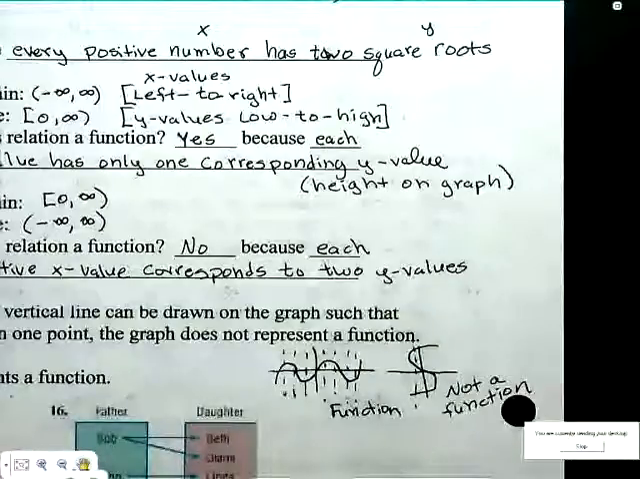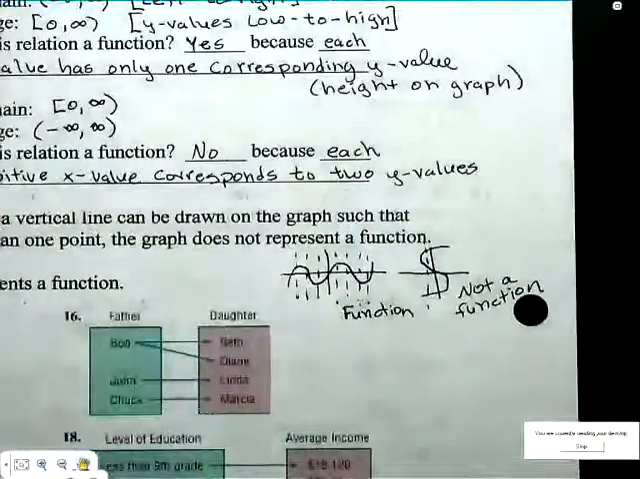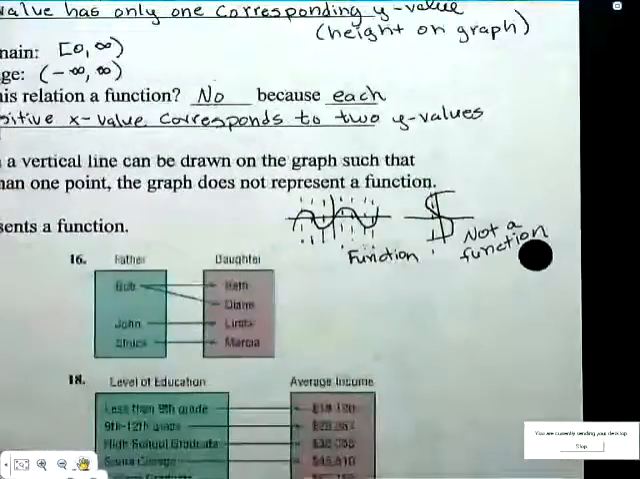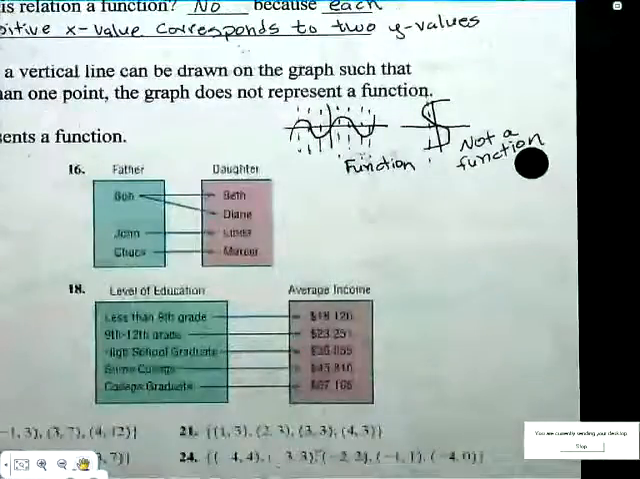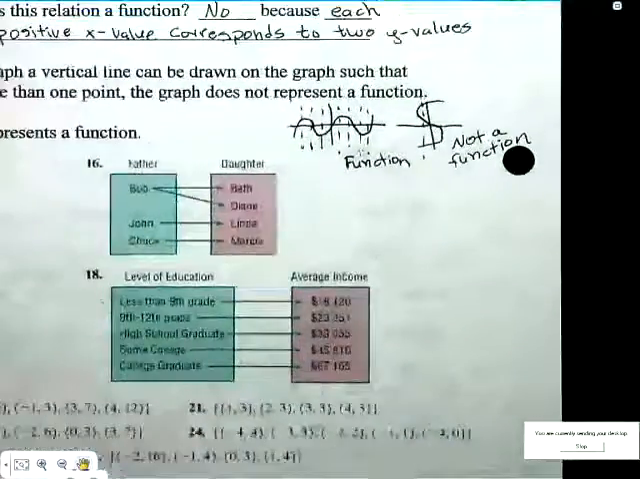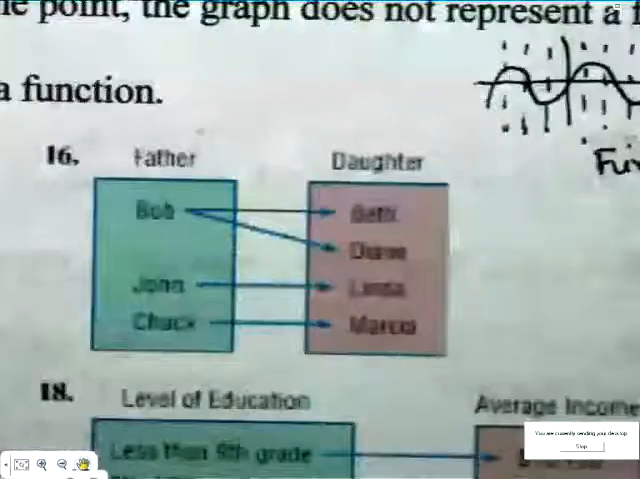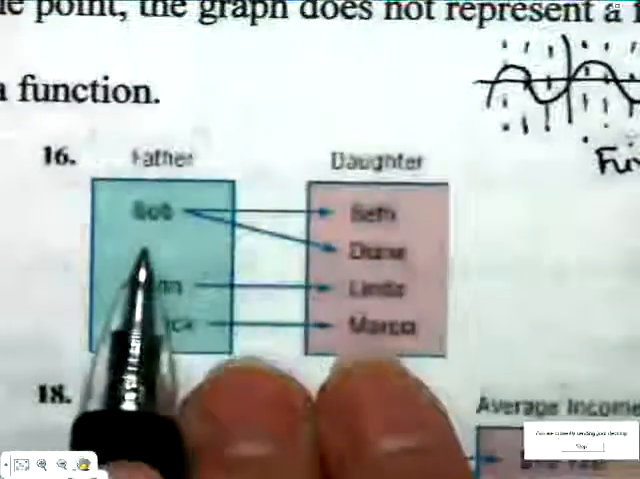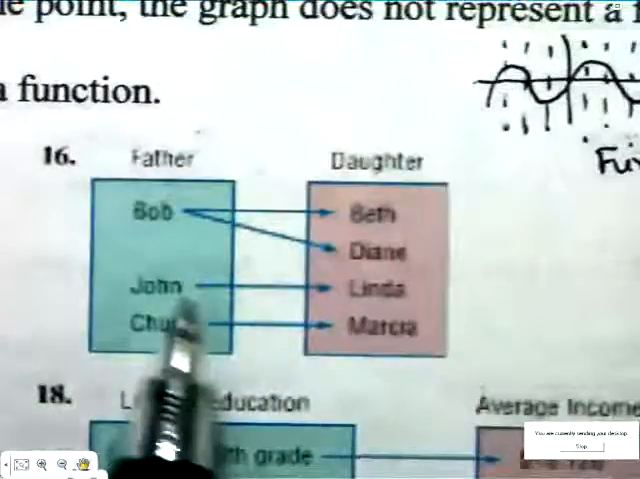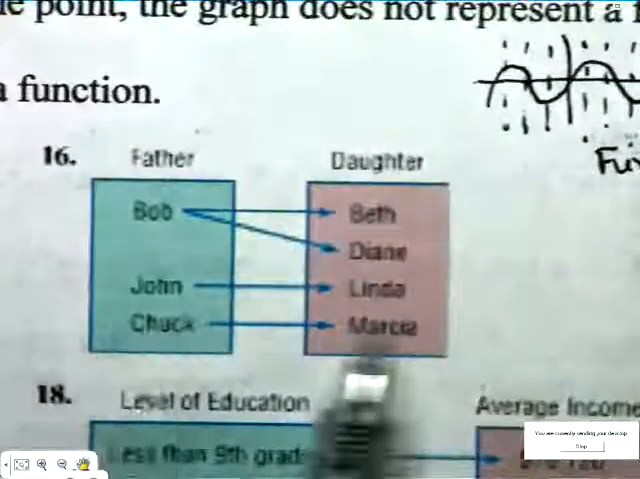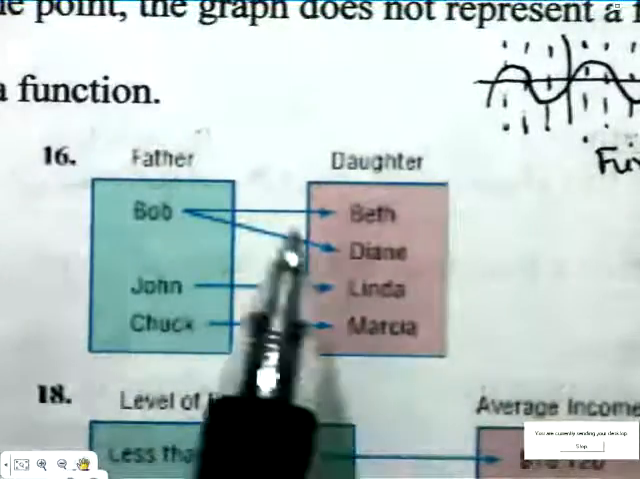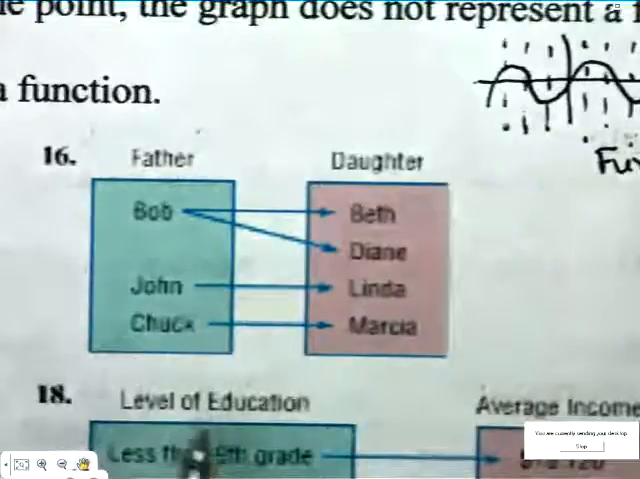All right. Very quickly, a few problems from the homework, page 211 in the book. Number 16 gives us a relation where fathers are paired with their daughters. And it looks like in number 16, Bob has 2 daughters, Beth and Diane. John just has 1 daughter, Linda. Chuck has 1 daughter, Marcia. Does that represent a relation?